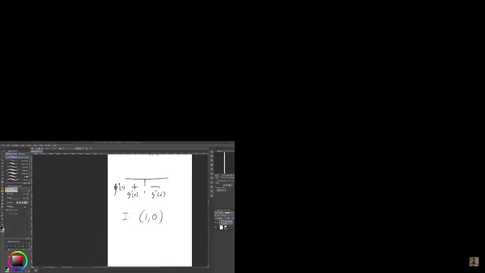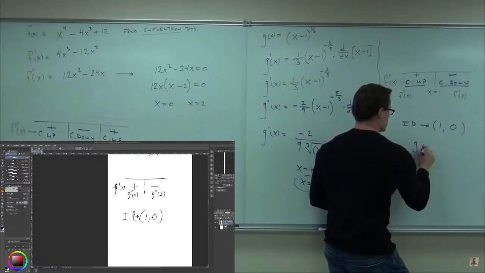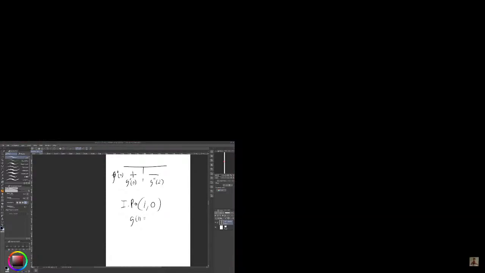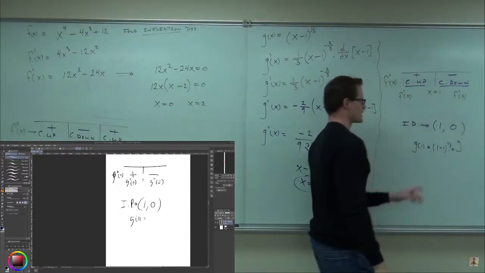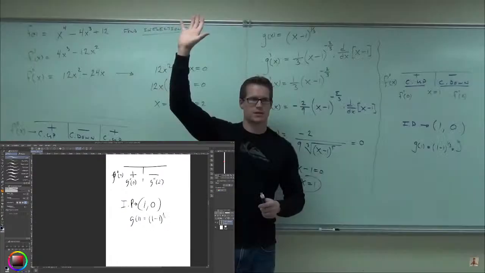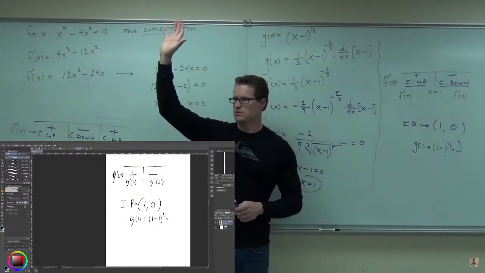So this goes back to my original function, g of 1. And that's how we get that 0. By a show of hands, how many people feel okay with our second derivative test? Yeah, no? Good, all right.